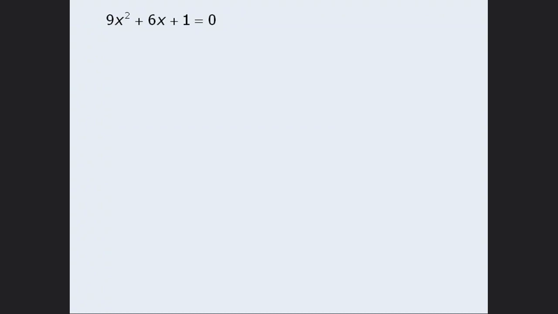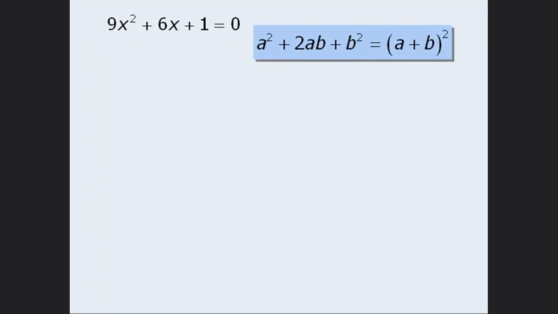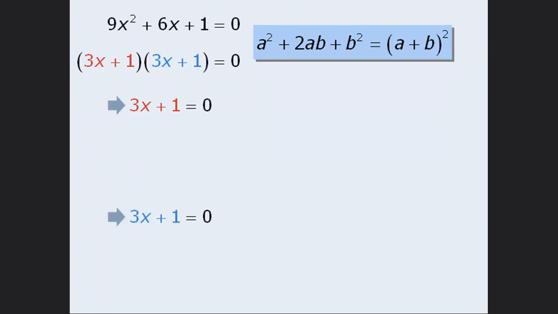Notice that the left-hand side here is one of those special products in this form. As such, we can factor it to be 3x plus 1 times 3x plus 1. Now that the equation is in the form something times something equals 0, it must be the case that the first something equals 0, or the second something equals 0. If 3x plus 1 equals 0, we can solve for x by first subtracting 1 from both sides, and then dividing both sides by 3 to get x equals negative 1/3.